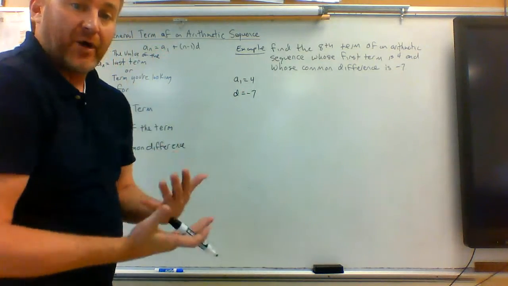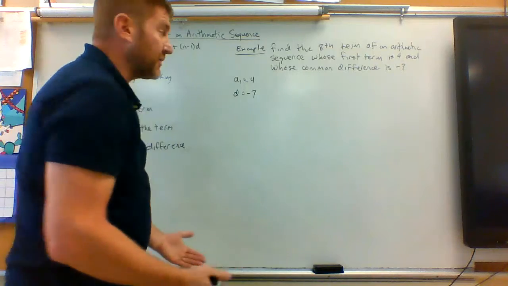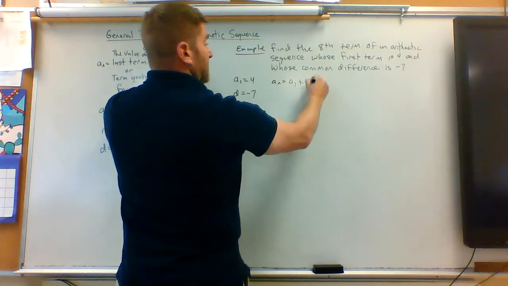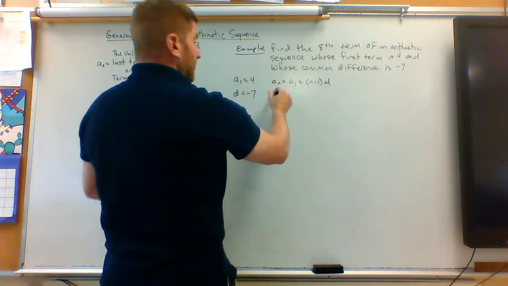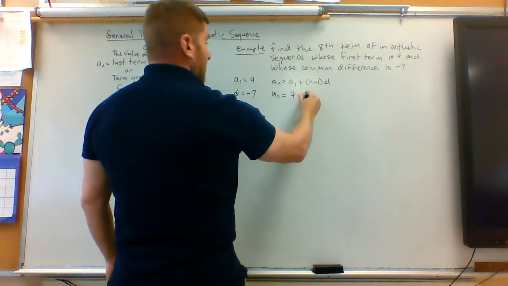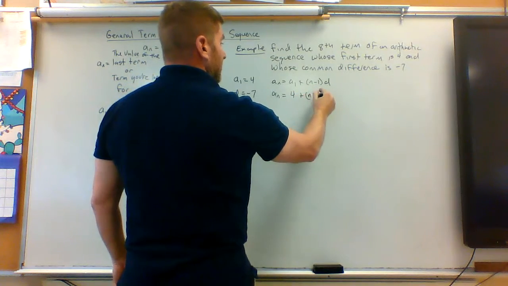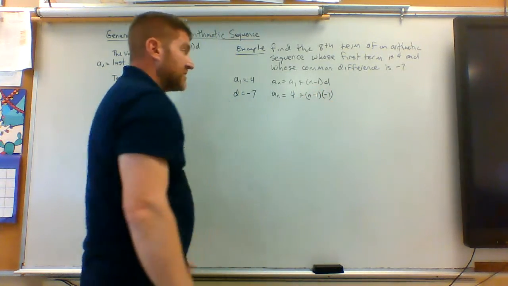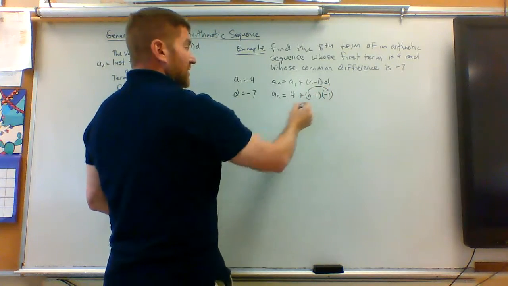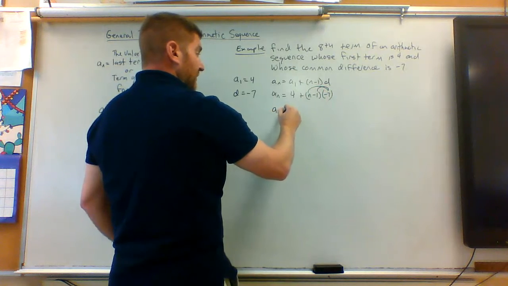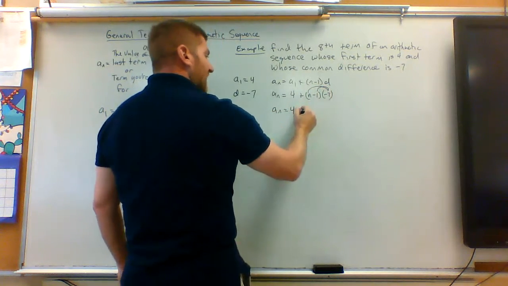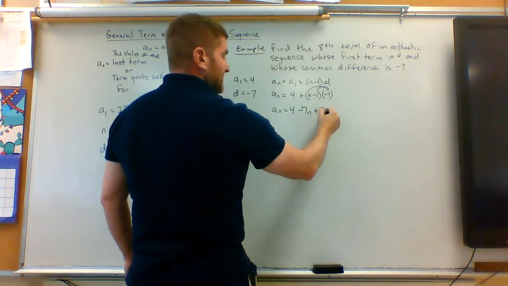So I'm going to set up an explicit formula that can find any term. So I'm going to go a sub n is a1 plus n minus 1 times d. So the only values I know are 4 for my a1 and negative 7 for my common difference. To write an explicit formula, I'm going to simplify this as much as possible. I'm going to distribute this negative 7 through. So it's 4 plus negative 7n plus 7.